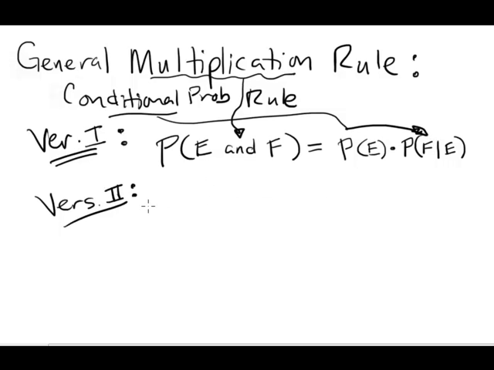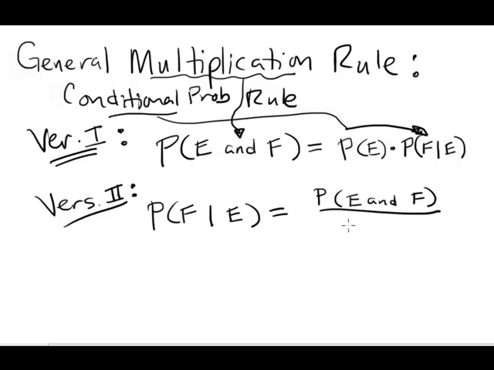So version 2 says, okay, let's go find the probability of F given that E has occurred. Well, again, just simple algebra. You divide both sides of this first equation by the probability of E, and you see it looks like this: probability of E and F all over the probability of E. So I'm going to use version 2 to work out this problem that we have over here.